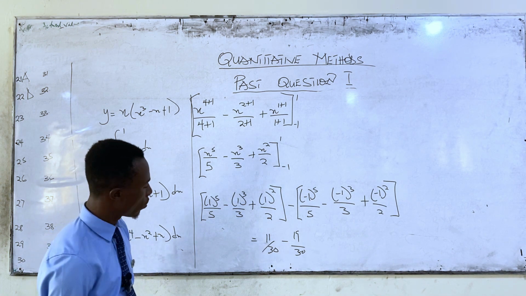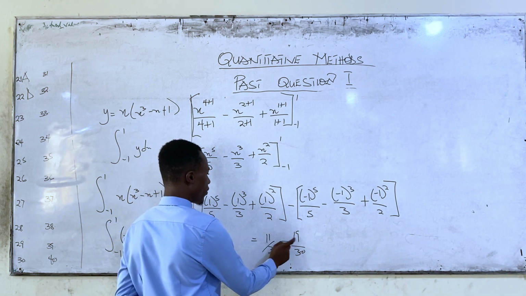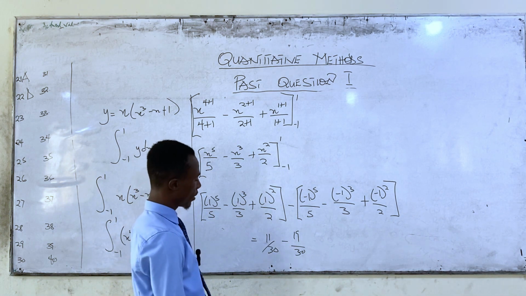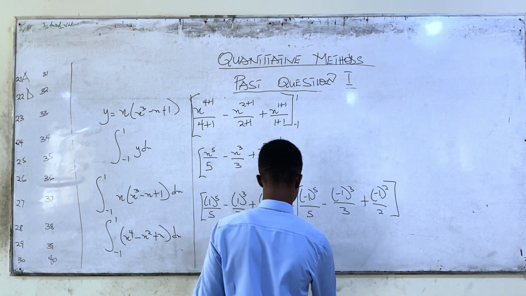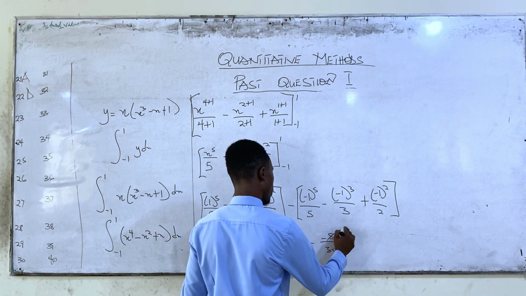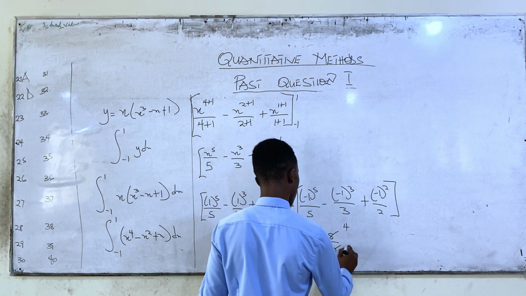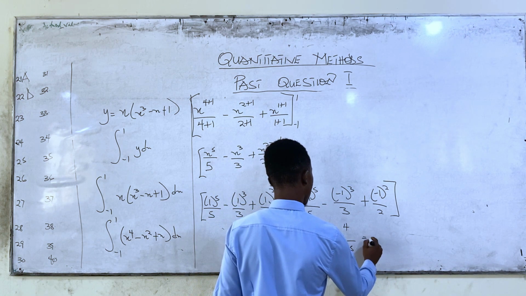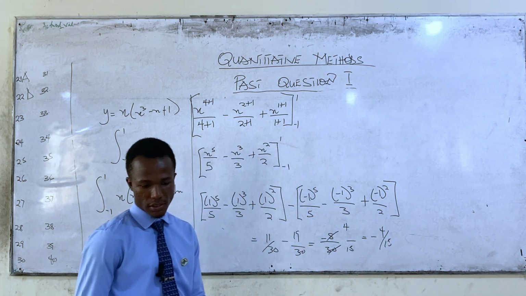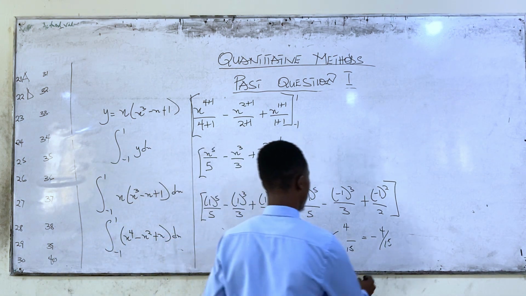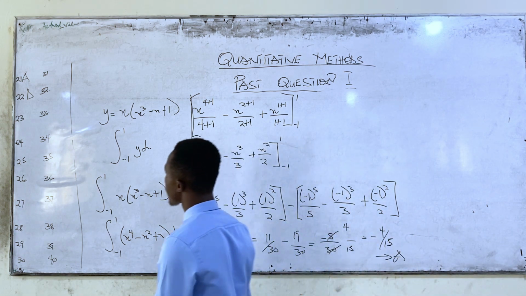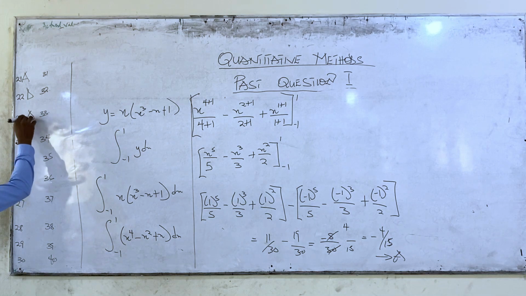Yes. So when you subtract 11 from 19, you are going to get what? 8, right? You are going to get negative 8 on 30. So 2 goes here, 4, 2 goes here, 15. So your final answer is going to be negative 4 on 15, and that is option A.